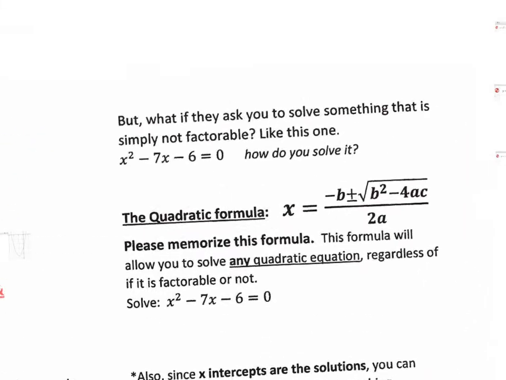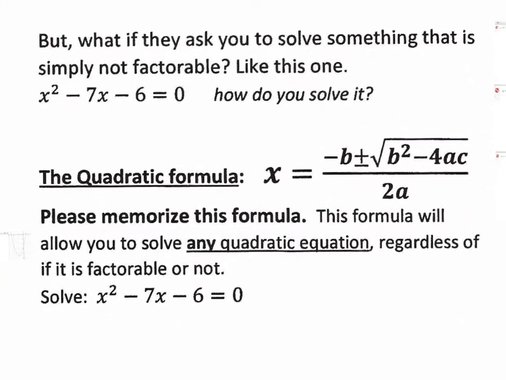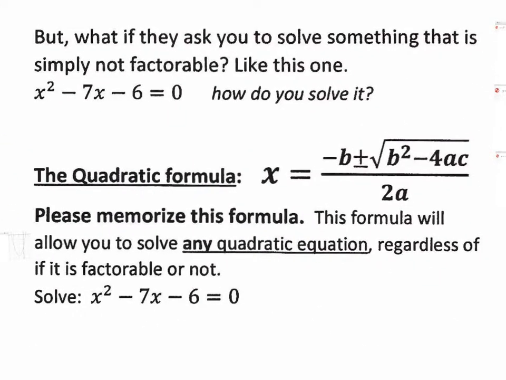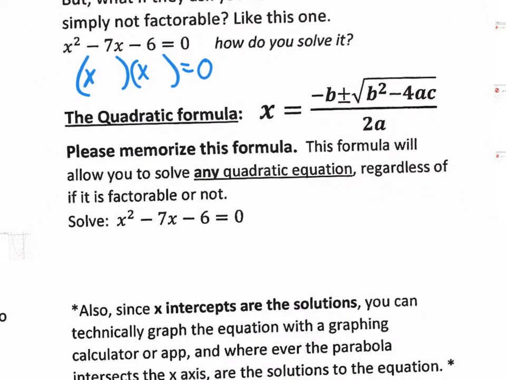Let's go up here. But what if they asked you to solve something that's simply not factorable? Like this guy. X squared minus 7x minus 6 equals 0. And you're probably thinking, oh, let's factor it, right? But when you think about it, what times what is -6, that if you add together, you combine together is -7? It doesn't exist. It doesn't happen. All right, it doesn't work. This is where we need the quadratic formula. Okay?